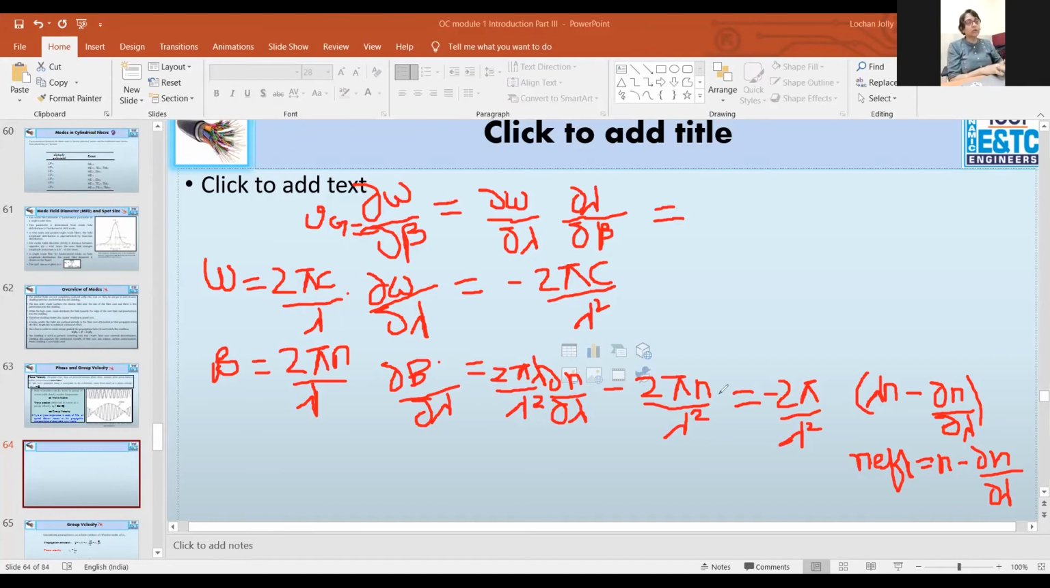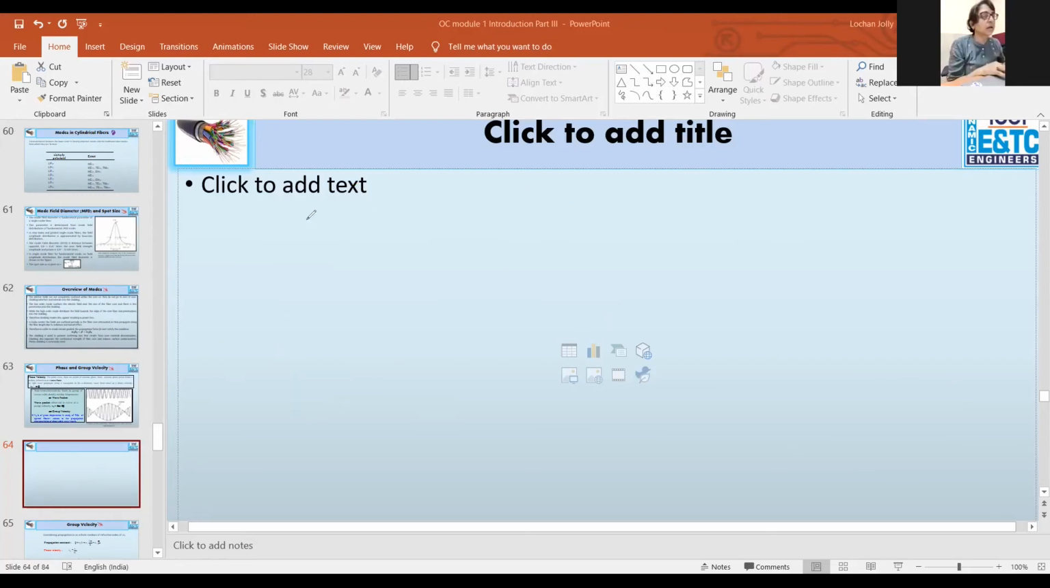So that is how the lambda will come here. Lambda. Is it okay now? Yeah, that's my mistake. Now it's correct. Okay, so just we find out what will be the value of your beta, VG.